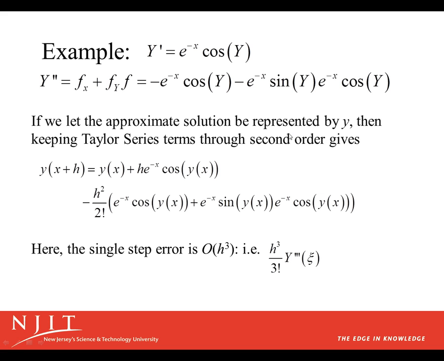If we let the approximate solution be represented by little y, then keeping the Taylor series terms through second order gives us y of x plus h is y of x plus h times y prime. That's what we have here. That's just f minus h squared over 2. The minus is because we have the minus over here, just pulling that minus sign out. We have the h squared over 2 times our terms e to the minus x cosine y, and plus e to the minus x sine y times e to the minus x cosine y. And we put that all together, and then our single step error is order h cubed. It's related to the first term that we omit, which is h cubed over 3 factorial times y triple prime of x.